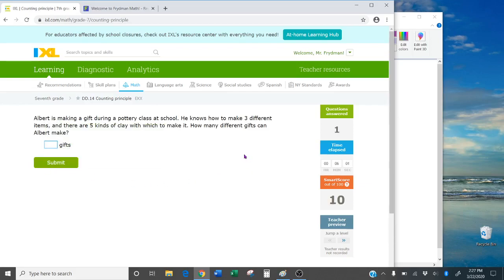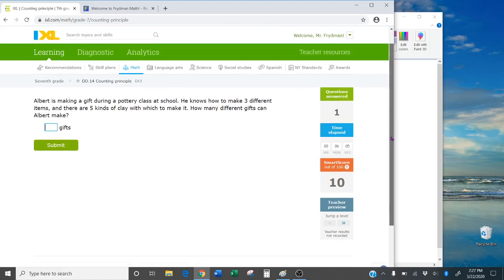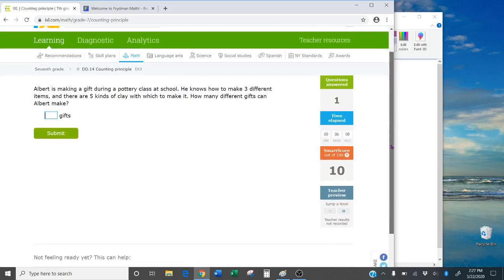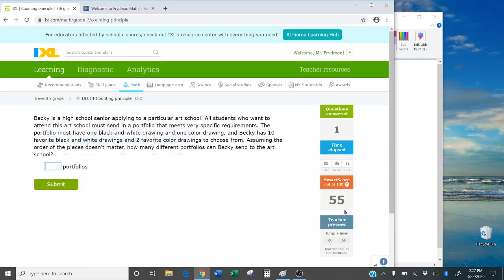Okay, so just take the numbers and multiply them to figure out how many different combinations there are. And if I jump to the next level here, if I get a question like this, well, the numbers are the same as the last one.